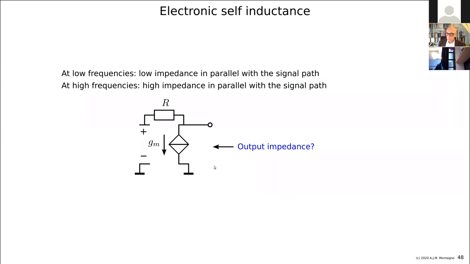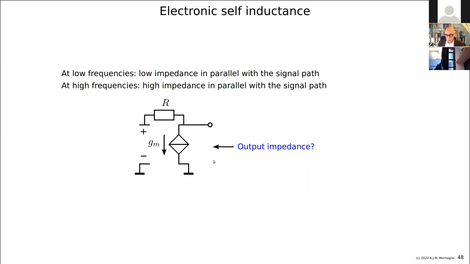Let's have a look how it works. The output impedance is measured by putting a current in it, and then measuring the voltage. And then the ratio of the voltage and the current you put in is the output impedance. So if you put in a current, then this voltage starts to rise, and this will generate a current GM times that voltage, which means that, as there is no current flowing in the resistor, the ratio between this current and the voltage is 1 over GM. So the output impedance is 1 over GM in this case.